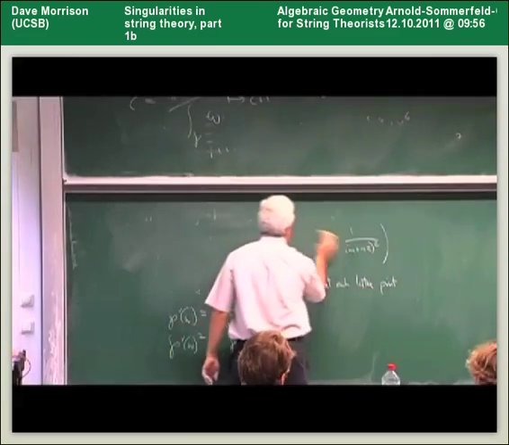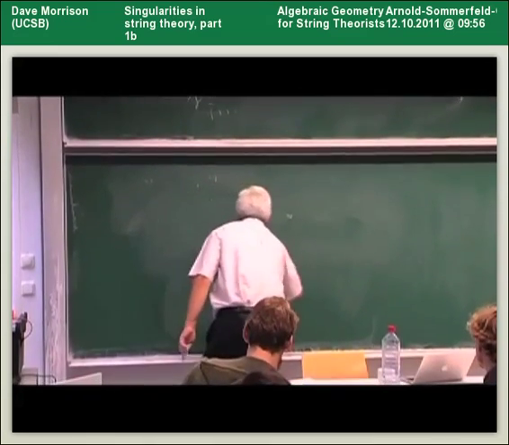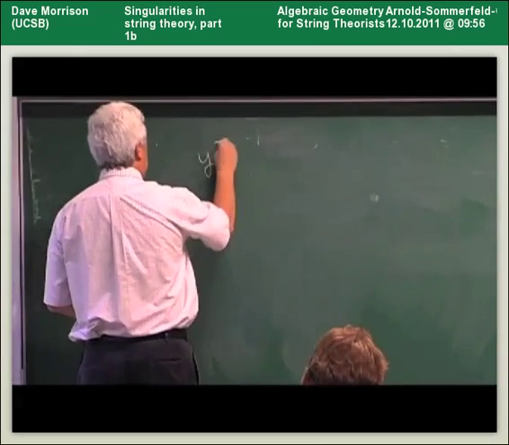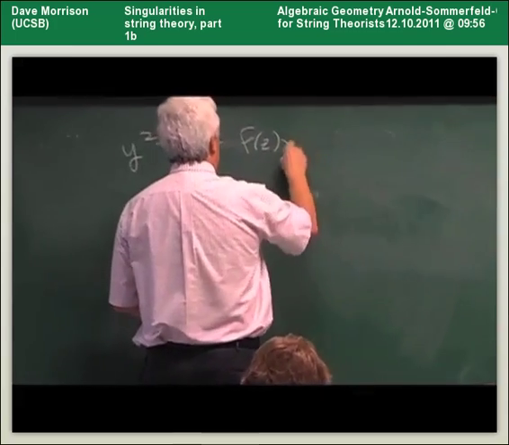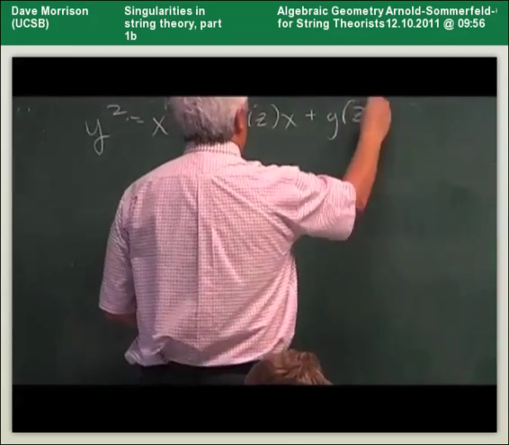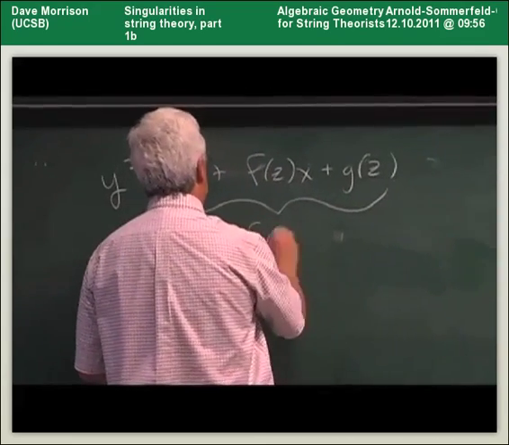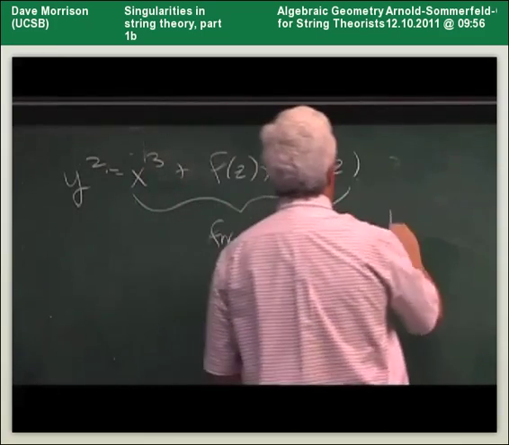I need to study the discriminant of the cubic equation on the right-hand side. So I have y squared equals x cubed plus f of z x plus g of z. And I need to know for which z does this have a double root.